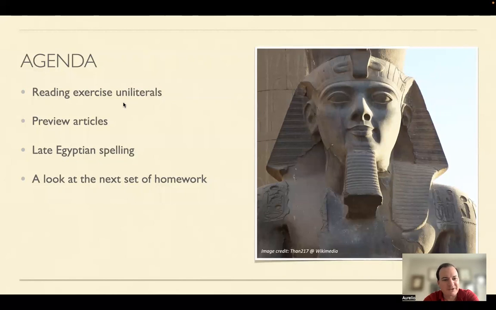I have a quick preview about the definite article because we'll need that one for the homework at the end of the session. And if we have enough time, I have a one-page on Late Egyptian spelling. Just why is it sometimes so flexible, or why is it so different from Middle Egyptian? If we get there, great. If we don't get there, well, there's always another time. And towards the very end, I wanted to show you what's prepared in terms of homework.